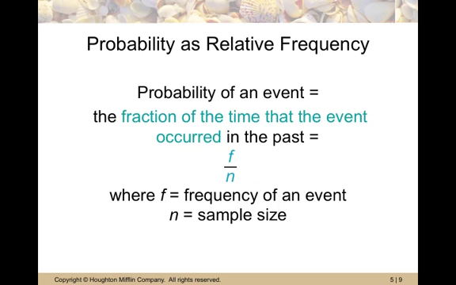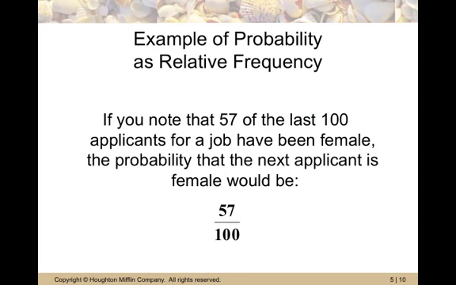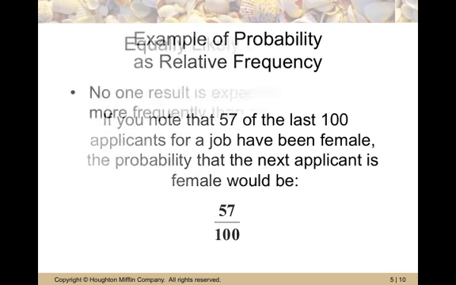Probability as relative frequency means that the probability of an event is equal to the fraction of the time that the event occurred in the past. So if F is the frequency of the event and N is the sample size, it's F over N. So the number of times the event occurred divided by the sample size. An example of probability as relative frequency is if you note that 57 of the last 100 applicants for a job have been female, then the probability that the next applicant is female would be 57 out of 100.